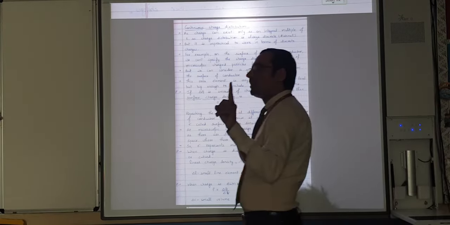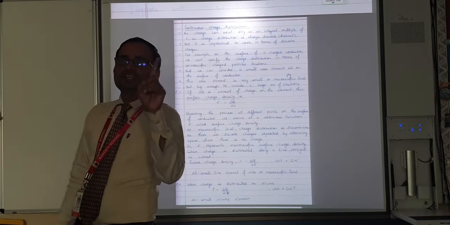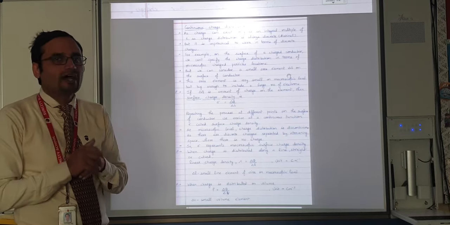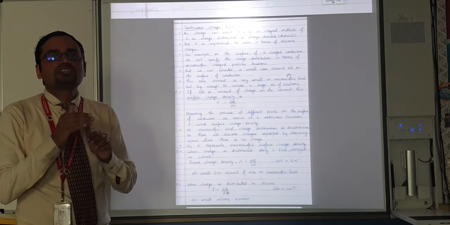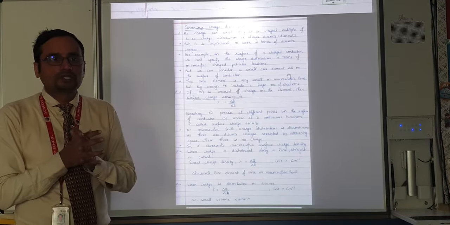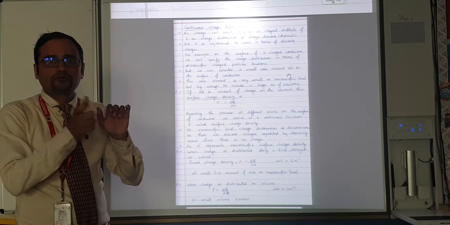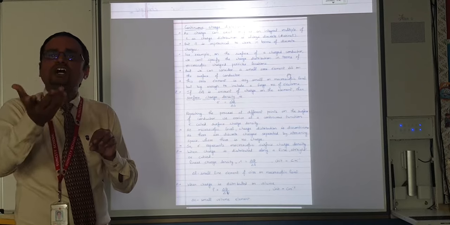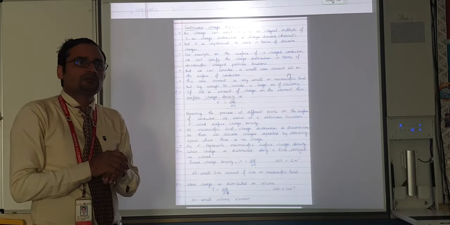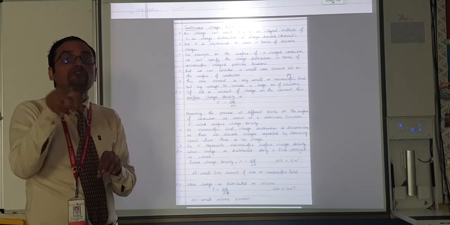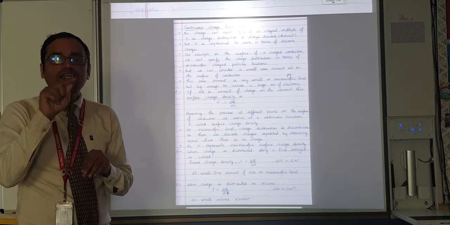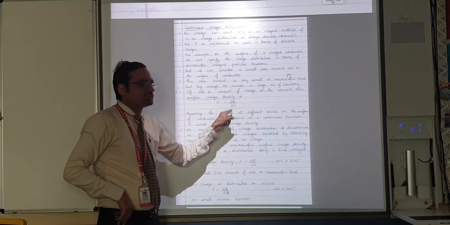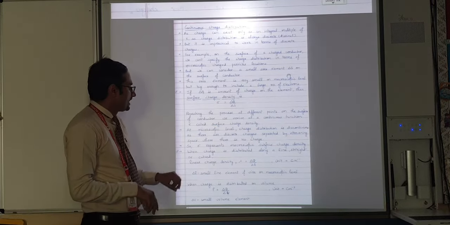The first one is called linear charge density. What is this linear charge density? It is represented by lambda. Linear charge density is charge by length. So if I have a rod and I want to find out the charge distribution, I will find the linear charge density, charge by length. The second one is called surface charge density, represented by sigma. It is charge by surface area.